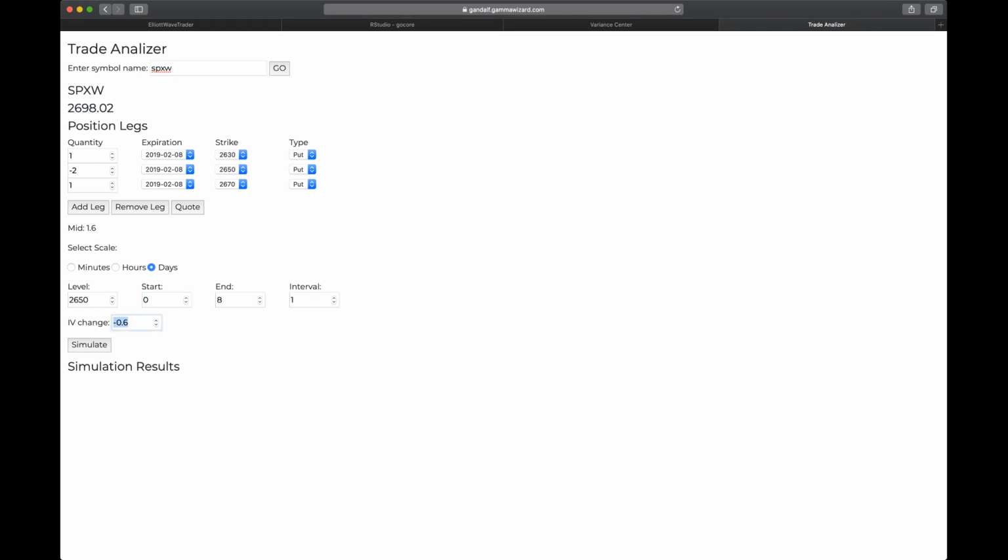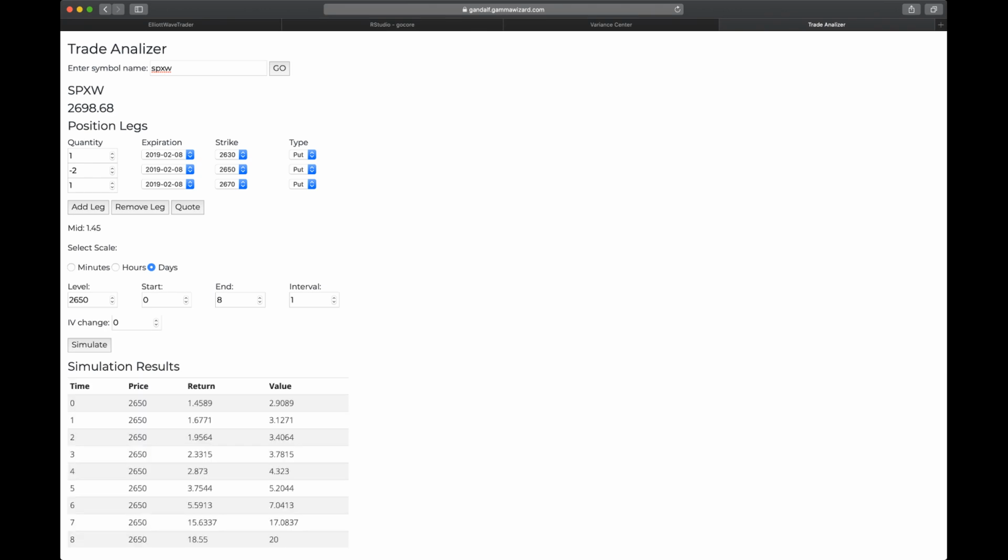And let's assume no changes in implied volatility, just for the sake of it. And you can see that this butterfly is really nice. I mean, if the market falls, you start getting tremendous returns based on this entry of 1.45. The entry updates every time that you click the simulate button. You know, it reprices itself.